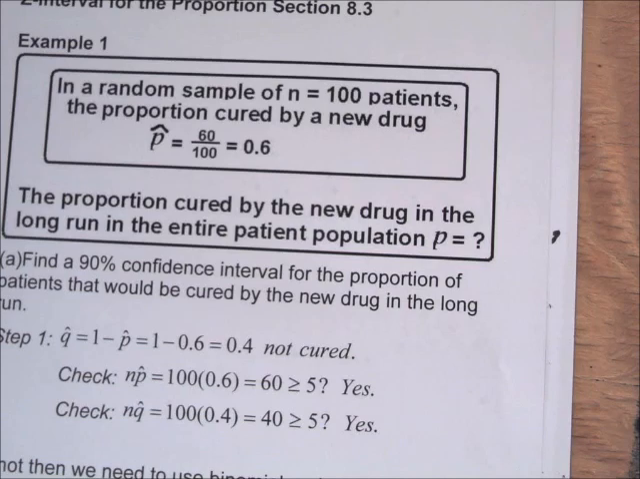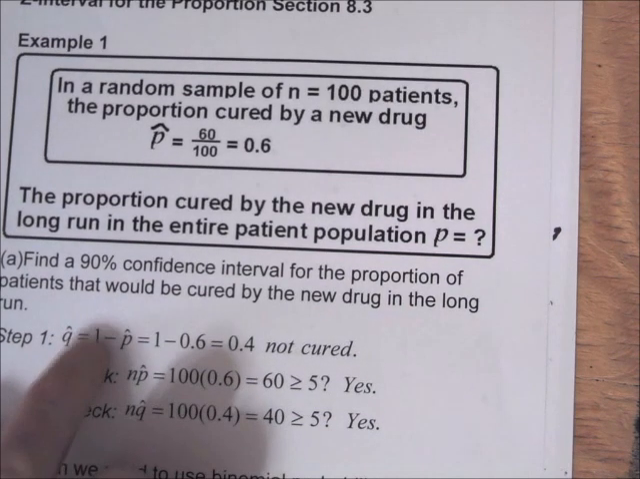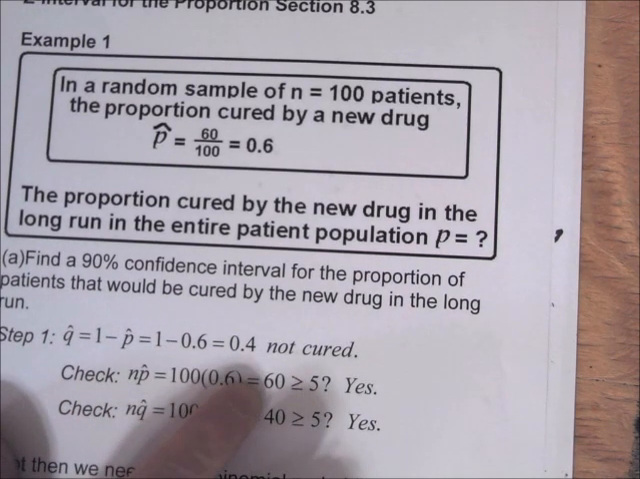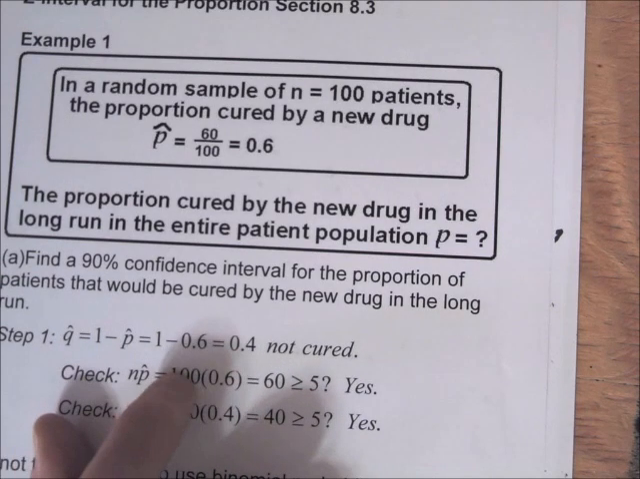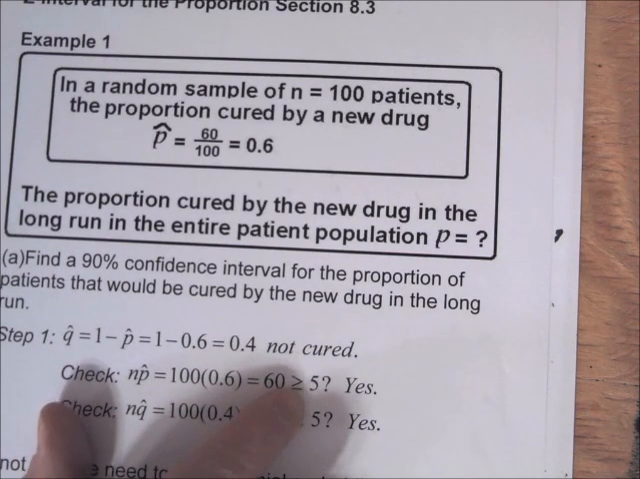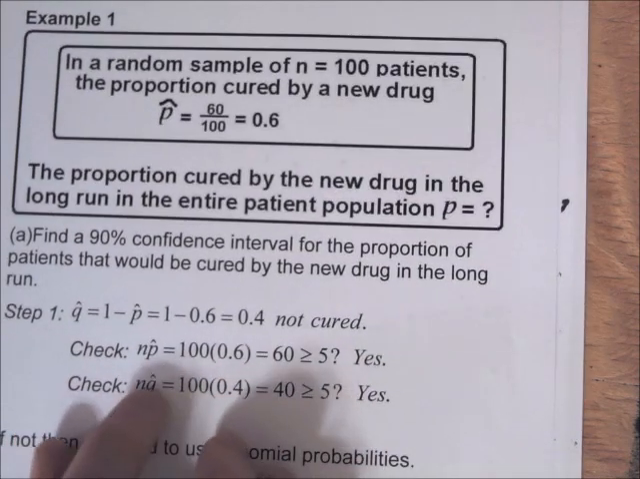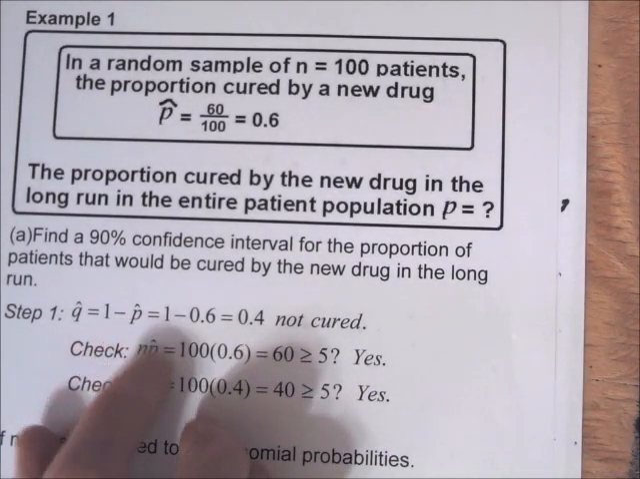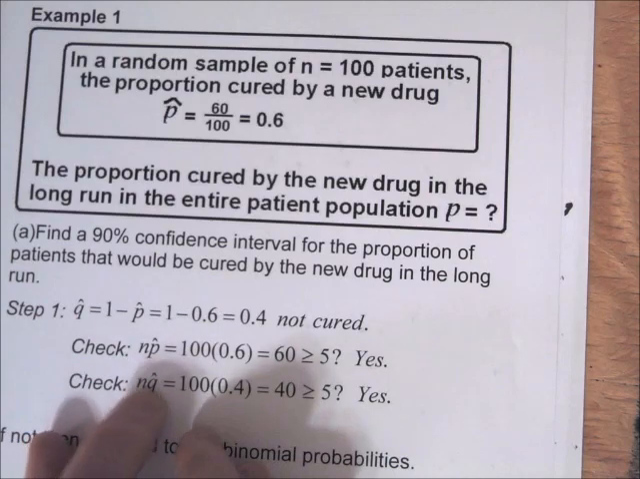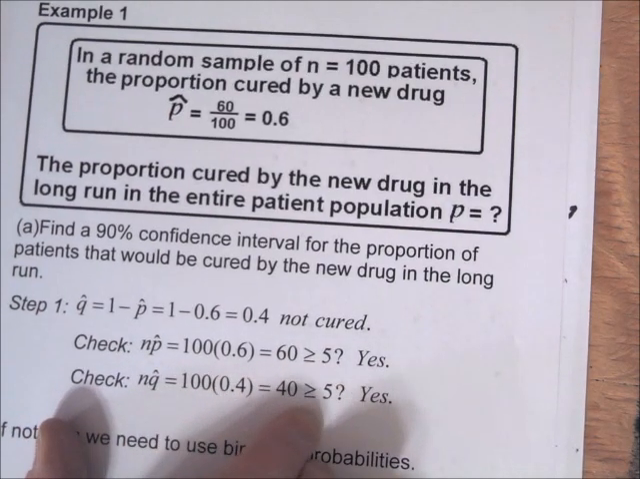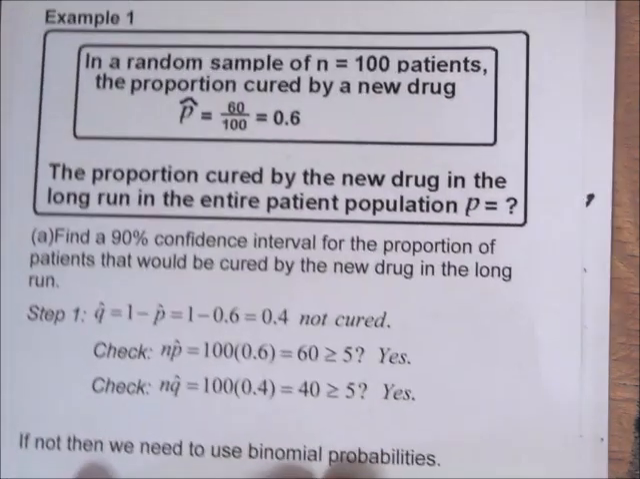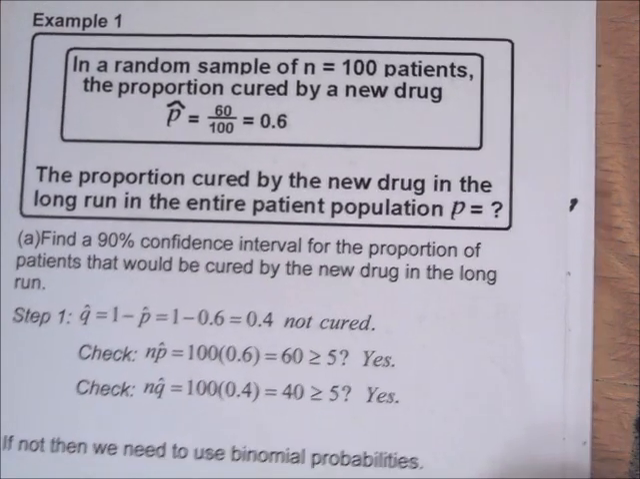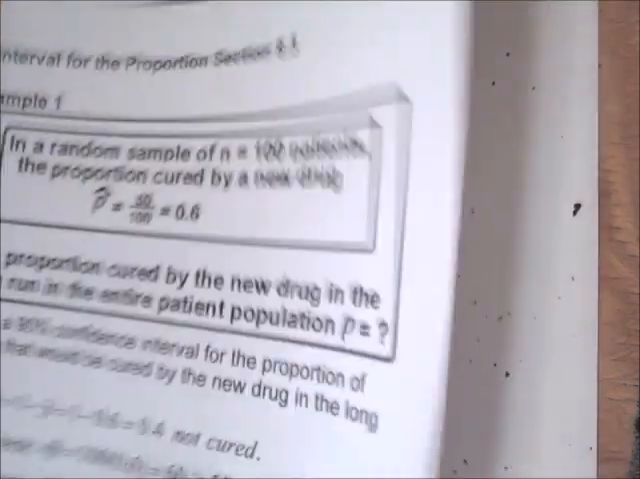We want to check that n times p hat is at least 5. 100 times 0.6 is 60. That's at least 5. That's a yes. n times q hat, where q hat is 1 minus p hat, the proportion not cured: 100 times 0.4 is 40. That's more than 5. So that's a yes. So that means we can use the Z table to approximate.